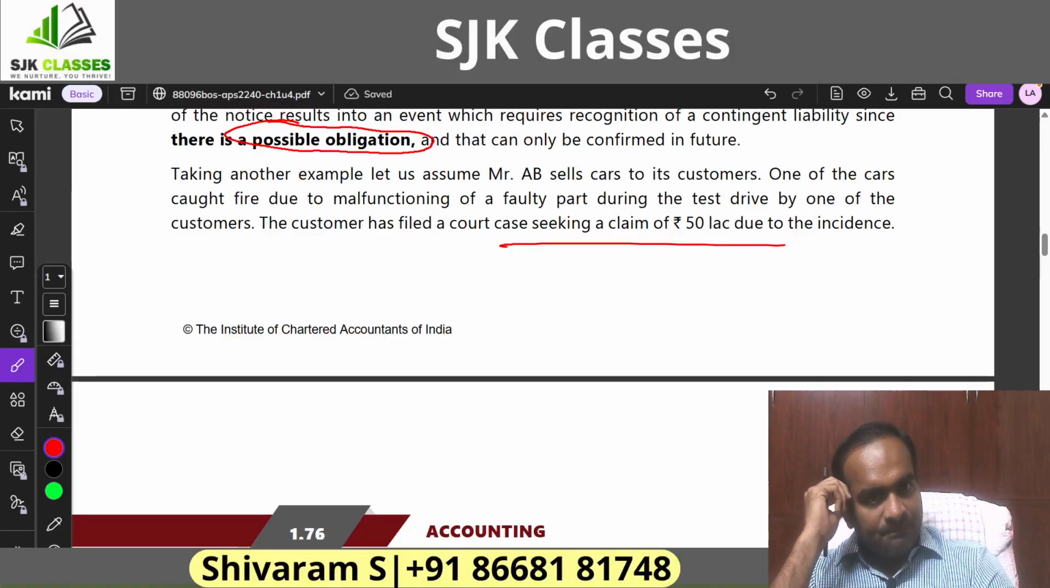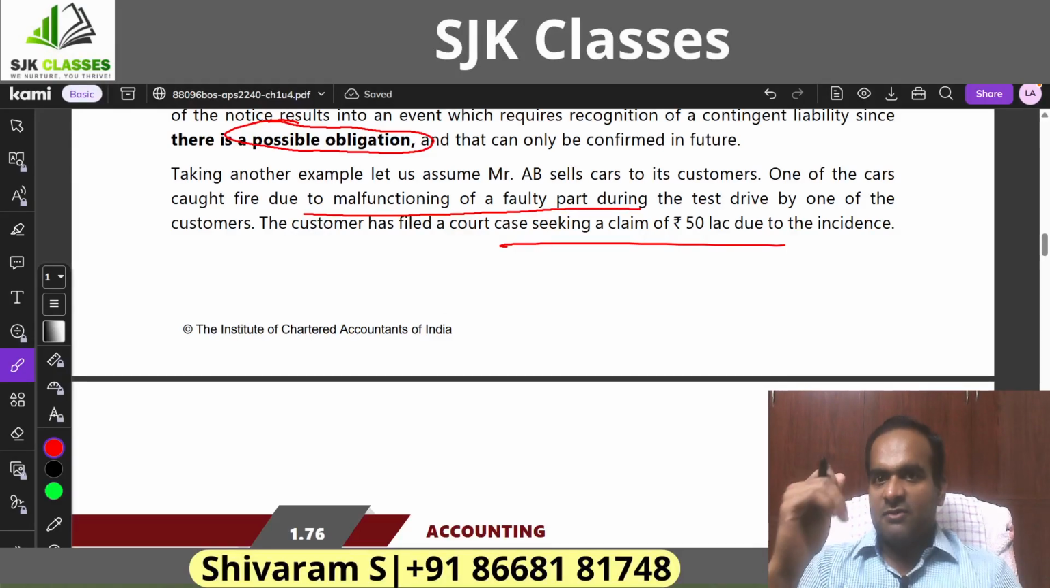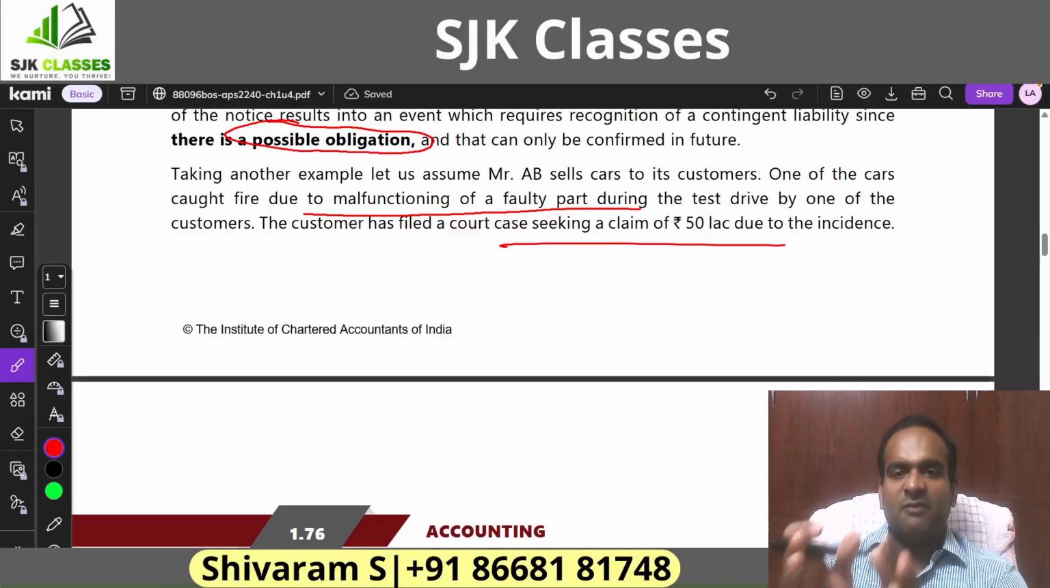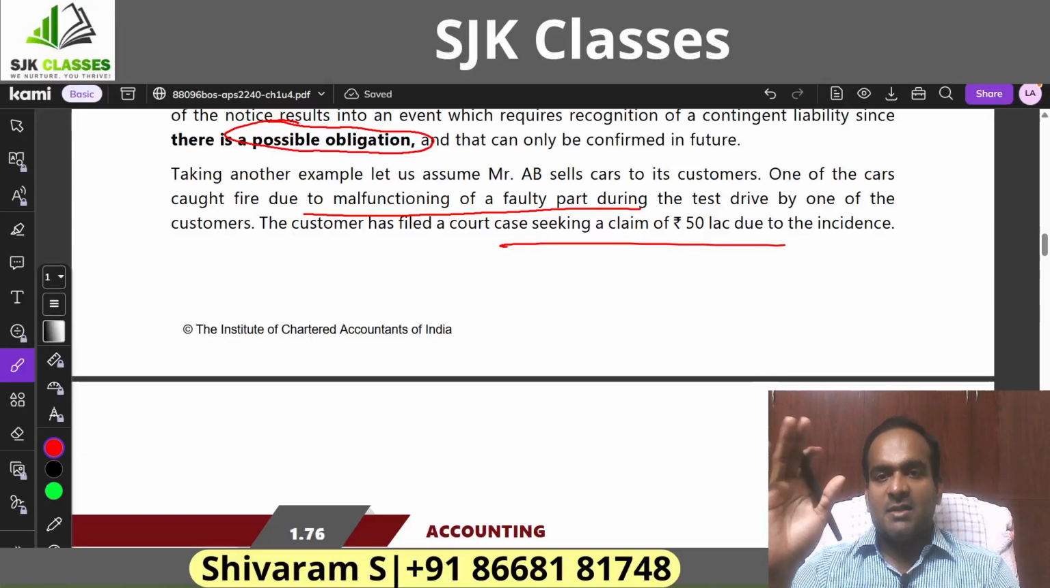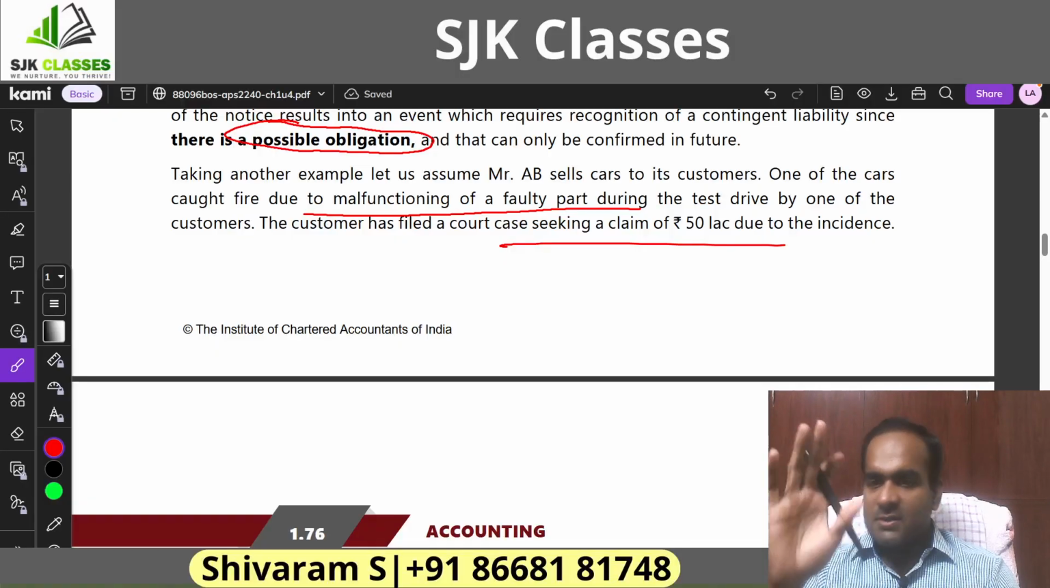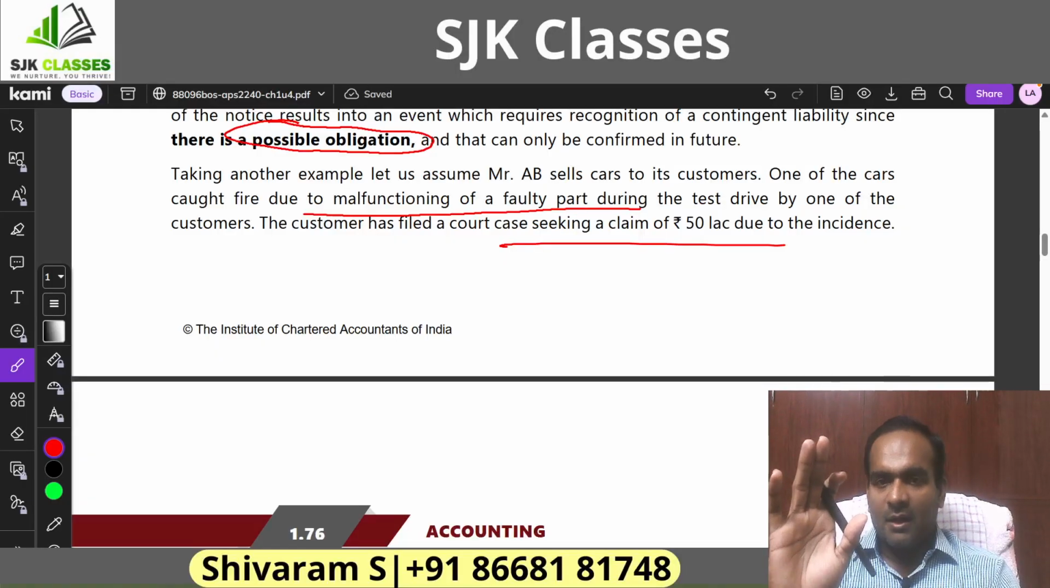Now, what they're saying here is, we have sold cars to our customers. One of the cars caught fire due to malfunctioning of a faulty part. Now, this point is clear. That means there is some defect in the car which we have sold to a customer. Because of this defect, the car caught fire during the test drive. The customer has filed a case against us, asking for damages of 50 lakhs due to this fire accident. Now, here one thing is sure: there is some mistake in the car.